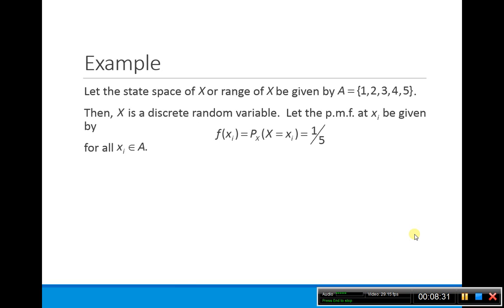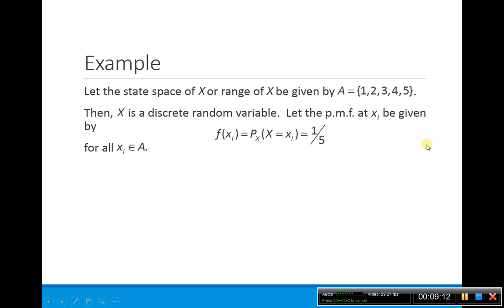Okay, so let's do an example of this. Let's consider our range A being the numbers 1, 2, 3, 4, and 5. And let X be a discrete random variable such that the probability mass function at x sub i for any of those values is equal to 1/5. So basically there's equal probability of getting a 1, 2, 3, 4, or 5. We're assuming a constant probability mass function. Notice that if I take the sum over this whole range A, I'm going to get 1. That's the first thing to check to make sure you have properly defined your probability mass function.